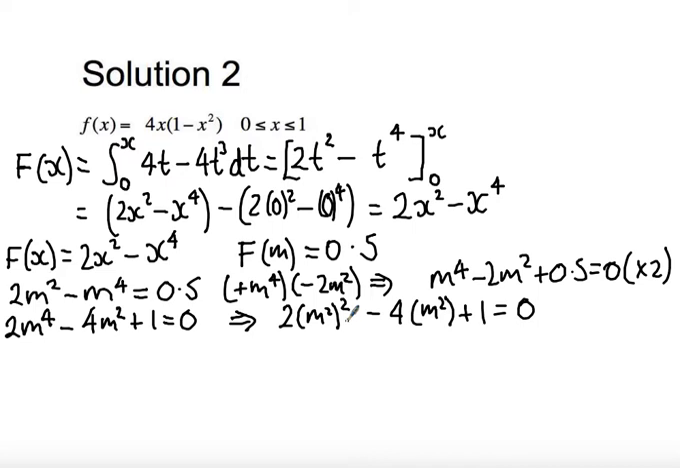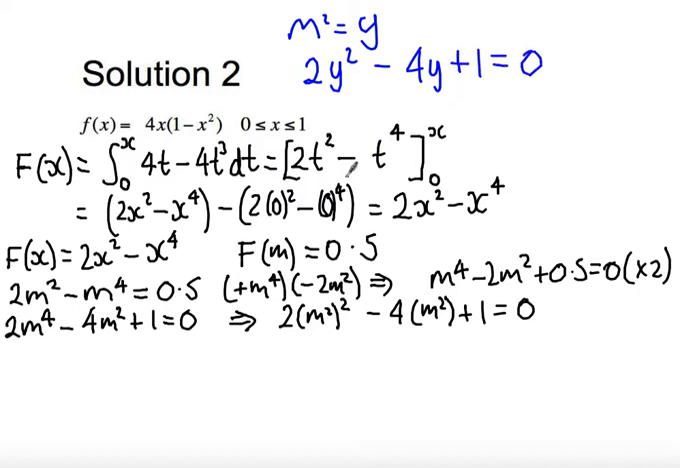I know that seems a little bit strange, but if you consider, and I'm just going to do it at the top in blue, this is a quadratic. Essentially, if we said m squared equals y, this is a quadratic: 2y squared minus 4y plus 1 is equal to 0. Sometimes people like to use this substitution. I personally prefer to work with a quadratic in m squared.